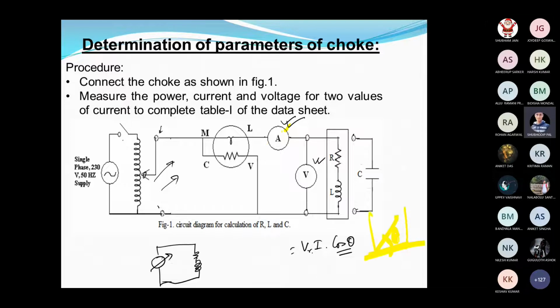From the phasor diagram, if this is the angle theta, and this is the current, both the power factors will be the same, of course, because the circuit is the same. In any manner you go, but you have to verify it by experimental data.